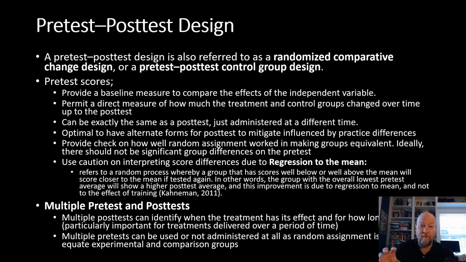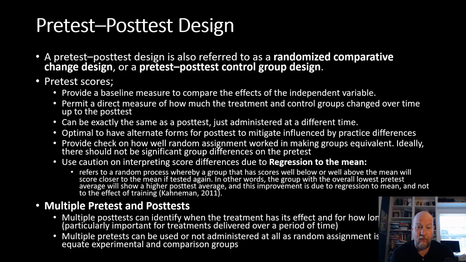So that's a simple pretest, post-test design, 2 tests total, right? 1 before the manipulation, 1 after. But you can have multiple pretests and post-tests throughout the process. Multiple post-tests can identify when the treatment had its effect, and then how long it lasted. Maybe whatever it is you're doing doesn't stick, and so whatever the effect is, it disappears over time, and you can actually track that disappearance over time.